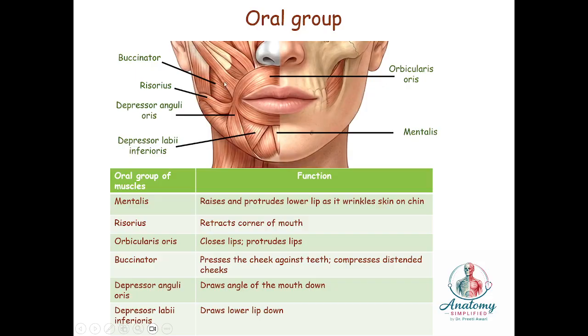Very important deep present muscle, buccinator muscle. When this muscle will contract, it is going to press the cheek against the teeth and it will compress the distended cheeks. We have depressor anguli oris.